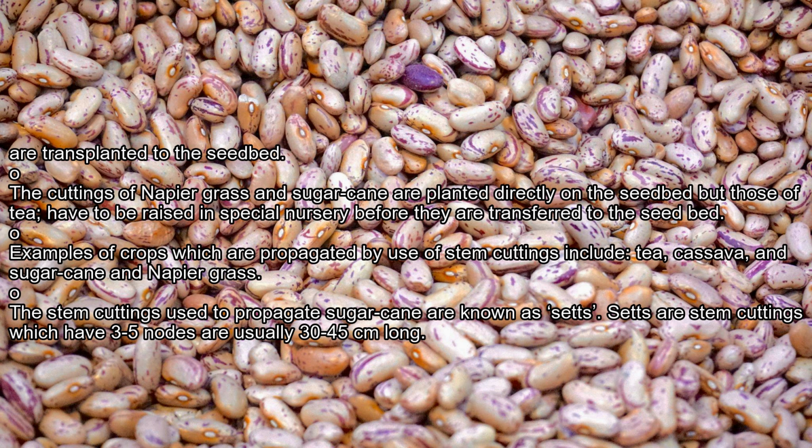The cuttings of napier grass and sugarcane are planted directly on the seedbed, but those of tea have to be raised in a special nursery before they are transferred to the seedbed. Examples of crops which are propagated by use of stem cuttings include tea, cassava, sugarcane and napier grass. The stem cuttings used to propagate sugarcane are known as sets. Sets are stem cuttings which have 3-5 nodes and are usually 30-45 cm long.